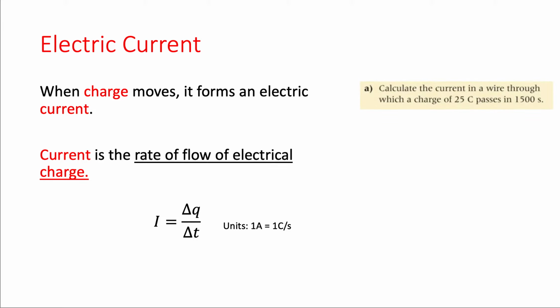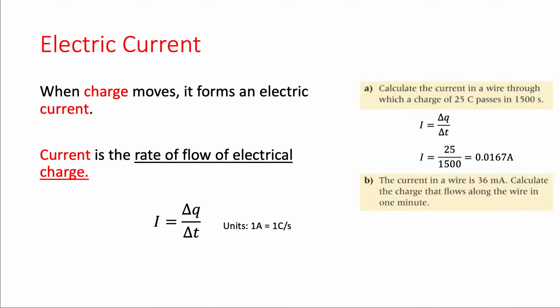Let's look at a couple of examples then. Firstly, we can calculate the current in a wire through which a charge of 25 coulomb passes in 1500 seconds. Well, all we have to do is apply our equation I equals delta Q over delta T. We know that delta Q is 25, and we know the time is 1500, and so we end up with a number of 0.0167 amps. I've given that number to 3 significant figures, and I've remembered my SI unit of current. You could, I suppose, leave this as coulombs per second. However, that is not a base unit, so try to use amps where possible.